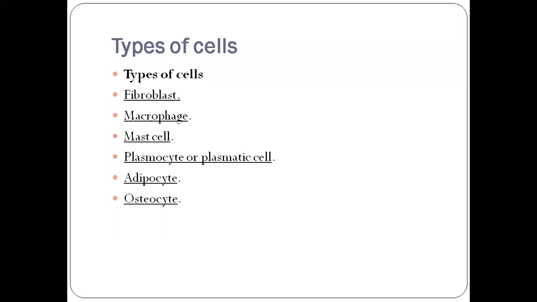Los plasmocitos o células plasmáticas se originan a partir de los linfocitos B y van a secretar antibodies, es decir, van a secretar anticuerpos. ¿Para qué nos servían los anticuerpos? What is the function of antibodies?